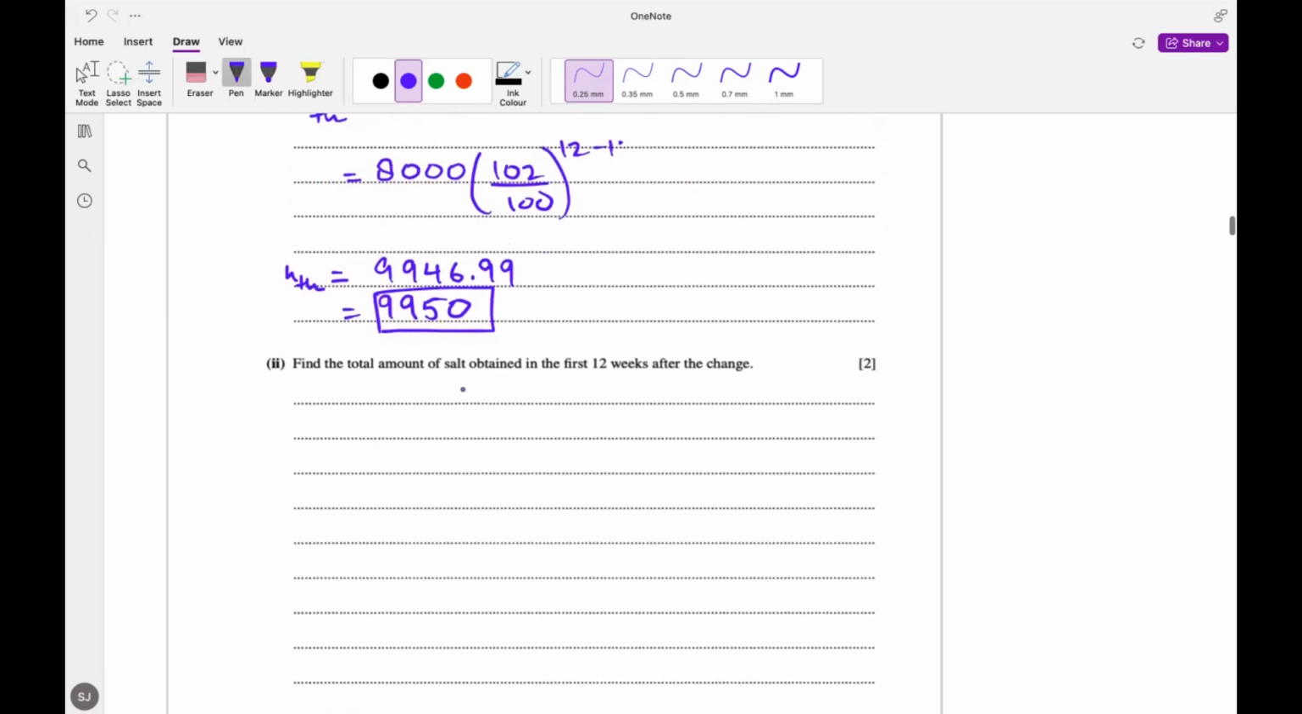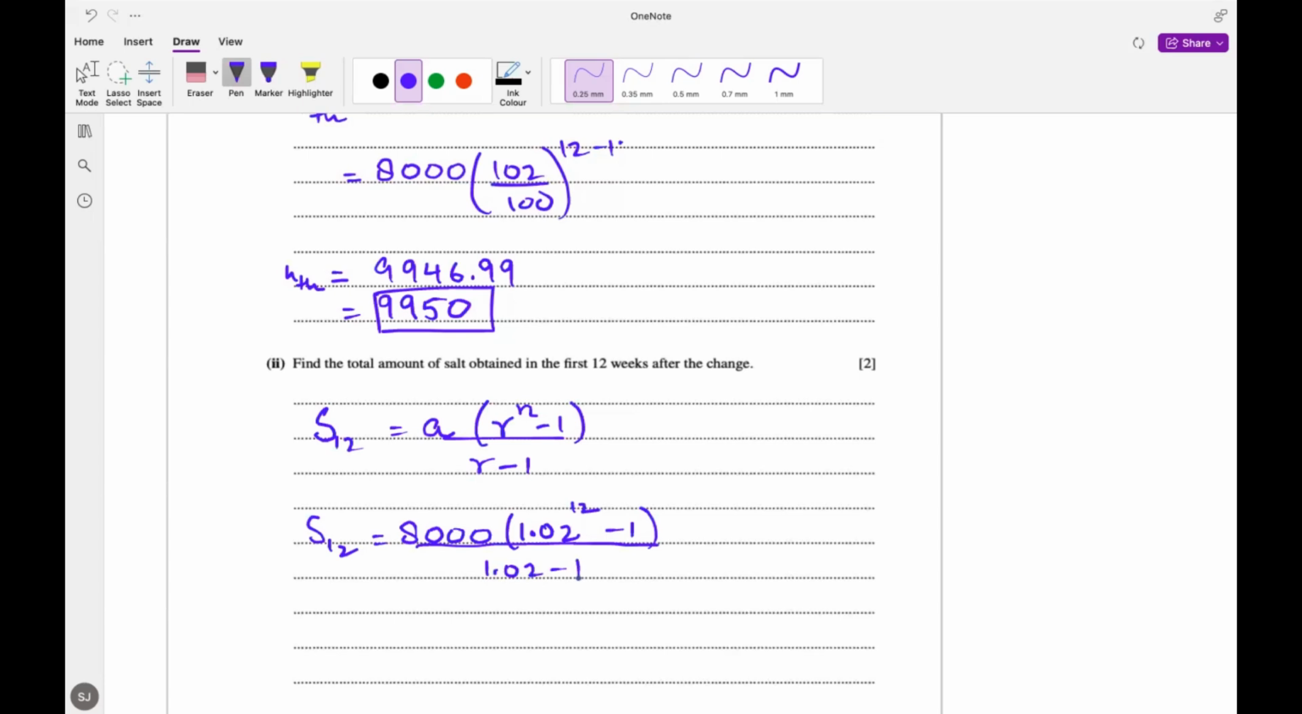In part 2, we have to find the total amount of salt obtained in the first 12 weeks. So it means we have to find the sum of the first 12 weeks. Now the formula for sum is a into r to the power n minus 1 divided by r minus 1. So a is 8,000. The common ratio is 102 upon 100, which is 1.02. And for n, we will write 12 as it is asking for the first 12 weeks. So 1.02 to the power 12 minus 1 upon 1.02 minus 1.